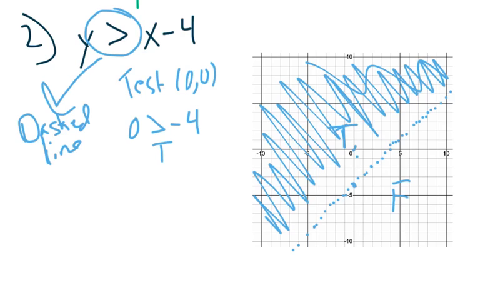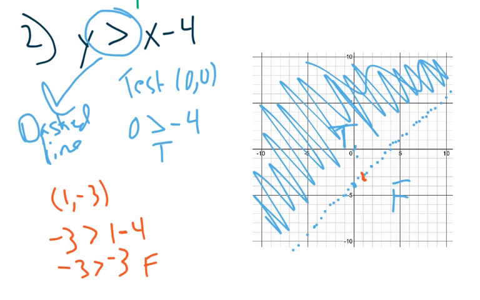Now the difference is I can't take a point on the line. So I can't take something like 1, negative 3. If I take 1, negative 3, it's not going to work. I'll have negative 3 greater than 1 minus 4, negative 3 greater than negative 3. That's not a true statement. All right, that is false.